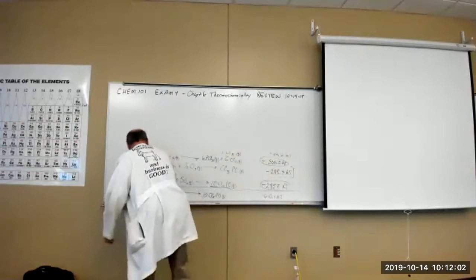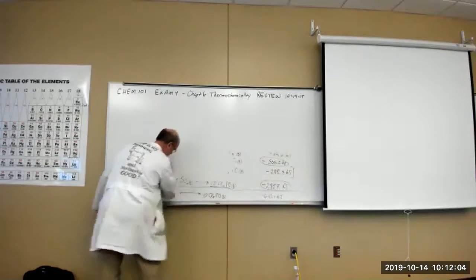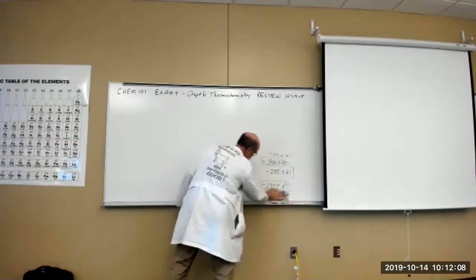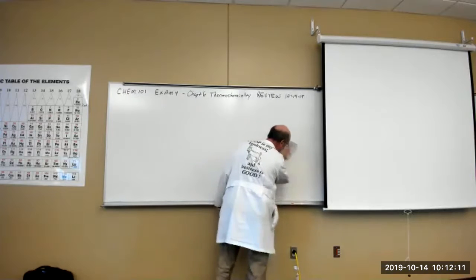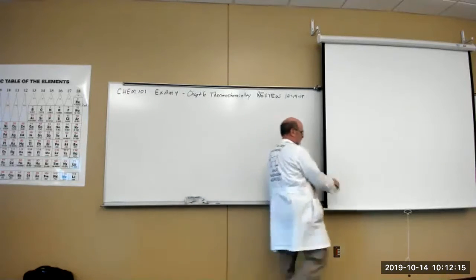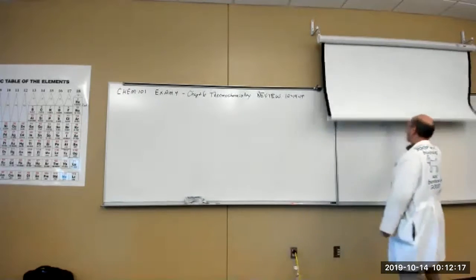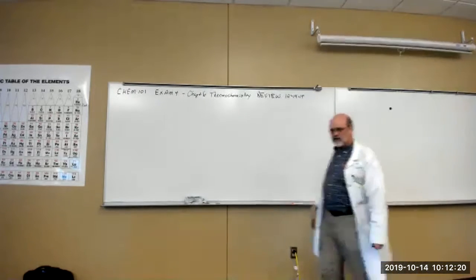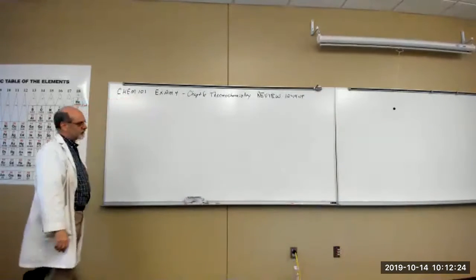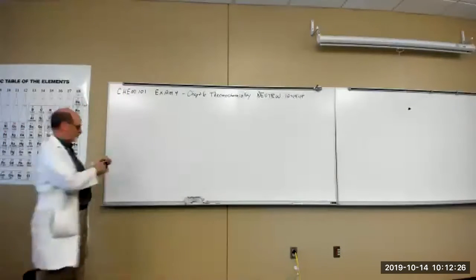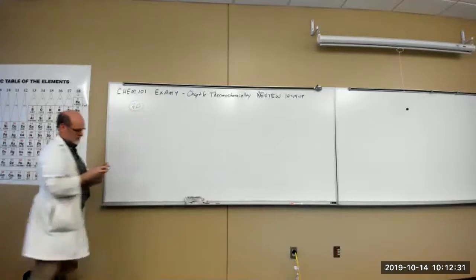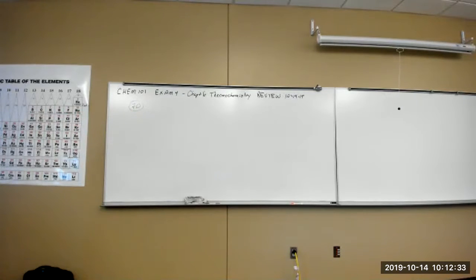The problem is here, what I should have done was take the first three, 2, 3, and 4, put them together and write them over here. Then put 1 over there. And that would be easier to see how it cancels. Okay, 70.